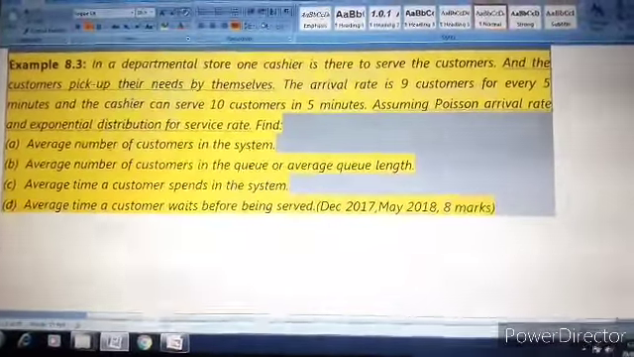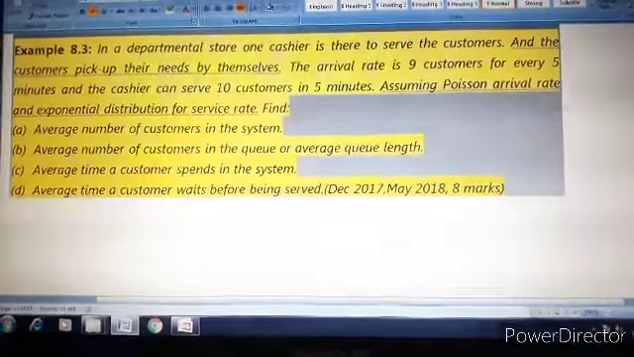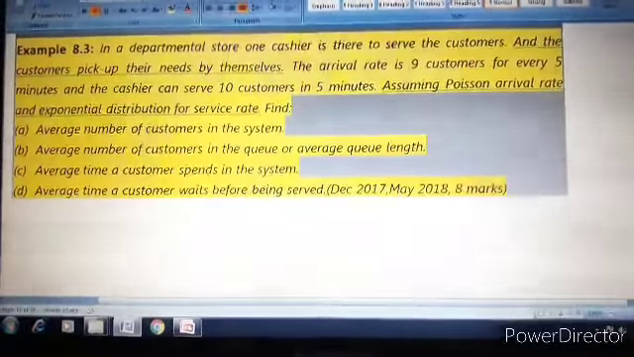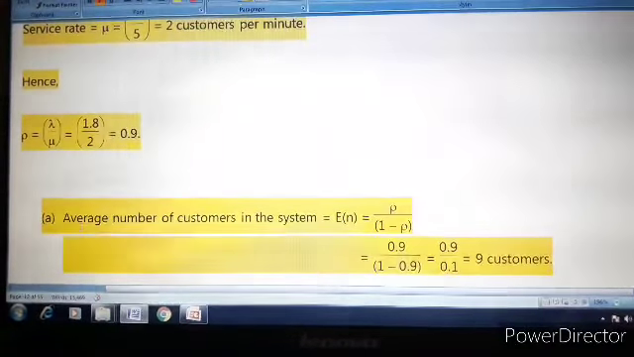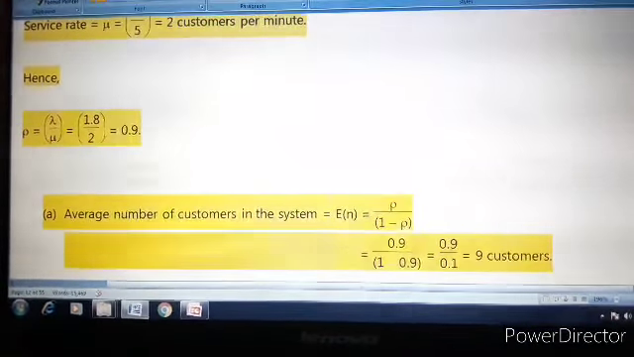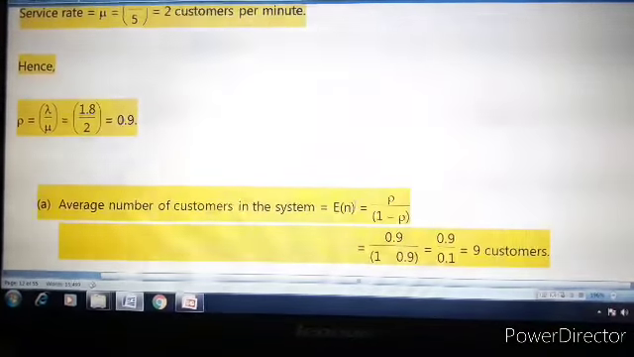All these relations we have discussed in previous slides. So we have to refer to the appropriate equation in order to find all the variables or all the data of the statement. First, let us find the average number of customers in the system. That is defined by capital E of n. This relation we have seen in the previous slide.